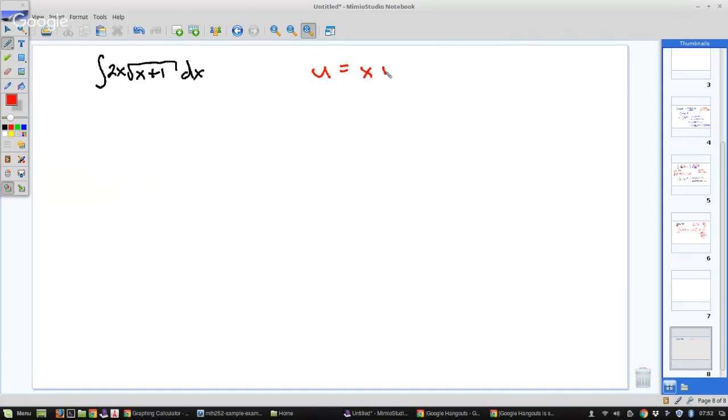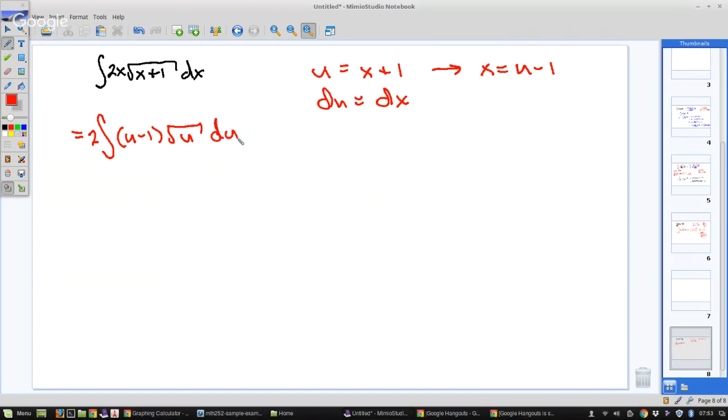So here I'm going to let u equal x plus 1. And du then would be just dx. So the problem here is this x on the outside. So I'm also going to have to take this expression and solve for x. So x would be equal to u minus 1. I want to replace all the x's with u's. I tried this on an earlier problem and failed. So the 2 is just hanging out. I'm going to bring that outside. X is now going to be u minus 1. It's got to be in parentheses. And then the square root of x plus 1 is now the square root of u. And then du is just dx.